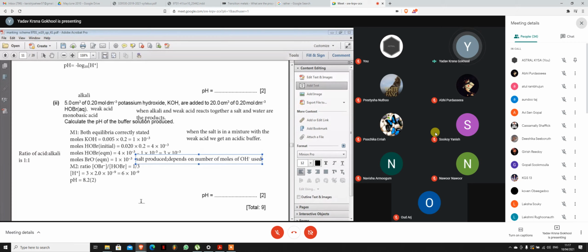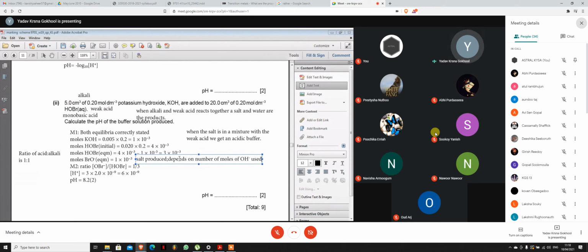Okay, so you can use the formula for the buffer. But in that formula of the buffer, you also have the ratio of the salt upon the acid, so the same thing, and then you just replace. But the most important part is how to get the first mark. The first mark is not easy to get. You have 1, 2, 3, 4 steps to get only 1 mark.